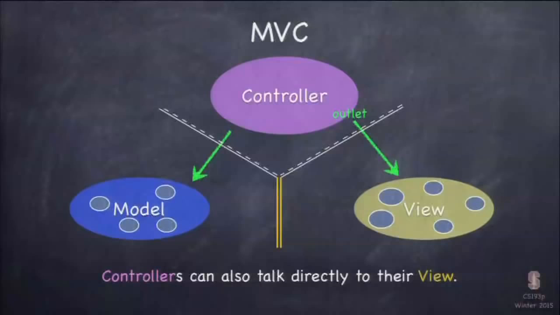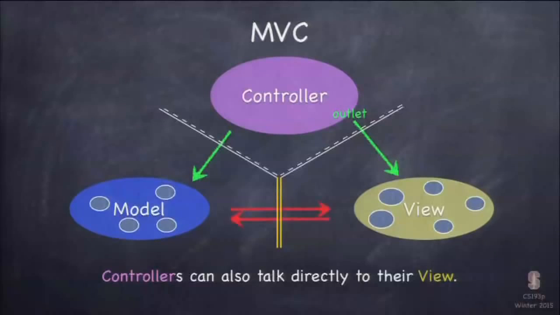I've put that little green word outlet up there because when we have a property of a controller that points into the view, we call it an outlet. Okay, and you're going to see that in the demo on Wednesday. I'm going to say, oh, let's create an outlet from our controller to our view so our controller can talk to its view. All right?